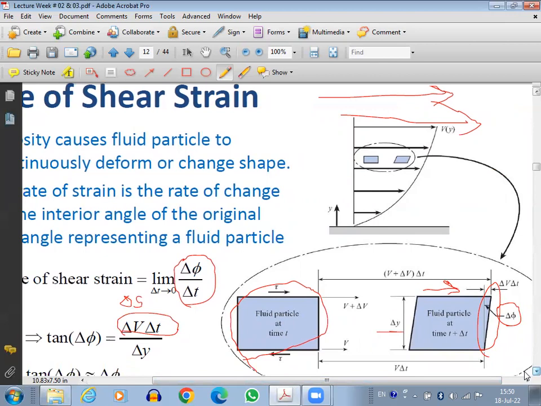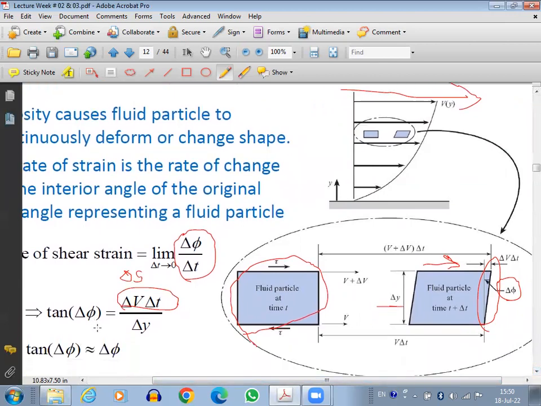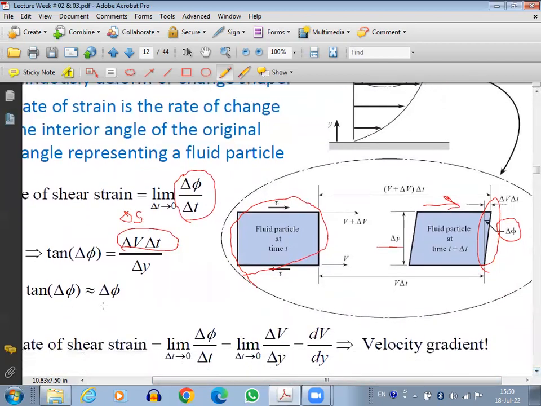Now, for the limiting case, when del phi is very, very small, tangent of del phi will be approximately equal to del phi. This is a mathematical concept: the tan of any angle will be equal to that angle if that angle is very, very small. So we can substitute tan of del phi as just del phi. The formula becomes del phi equals del v del t by del y, or, taking del t to the other side, del phi by del t, which is the rate of shear strain, equals del v by del y, which is the velocity gradient. So within this fluid element, it shows how the velocity is changing across the thickness of the fluid. That is the rate of shear strain.